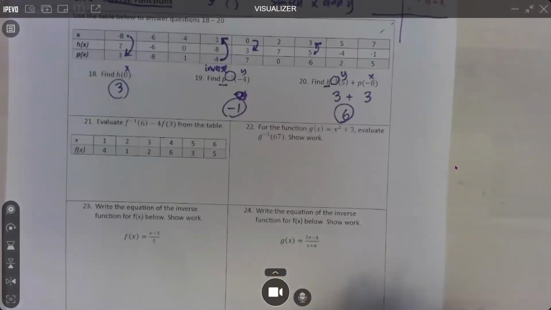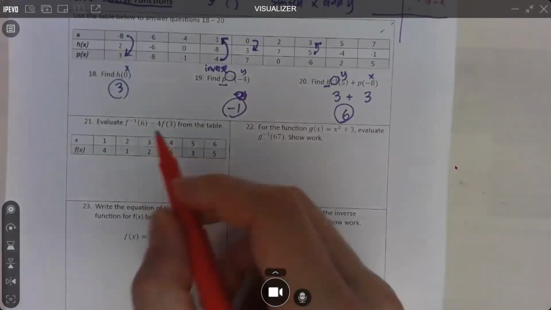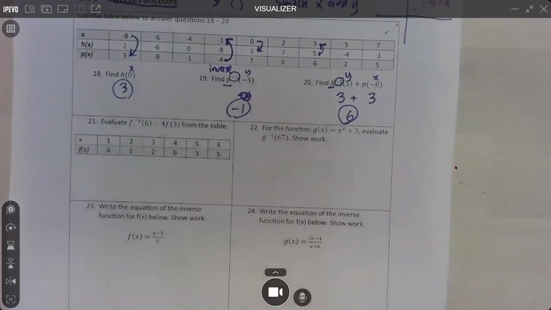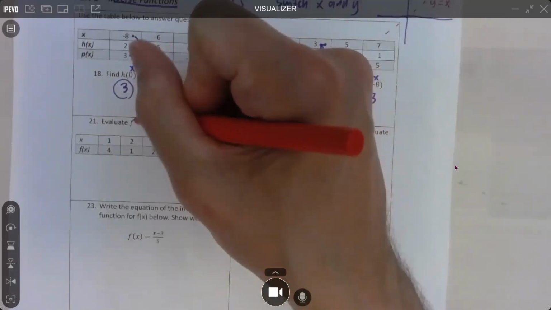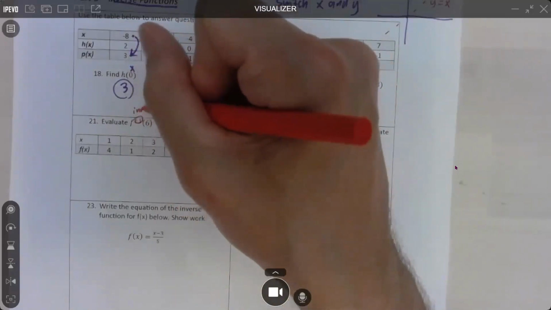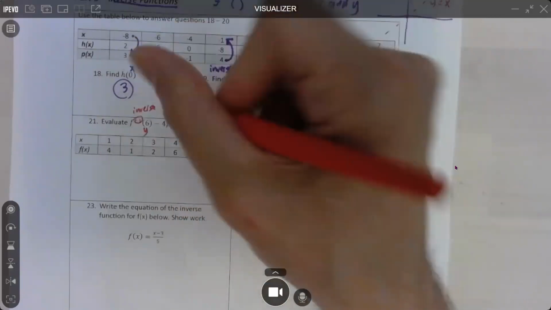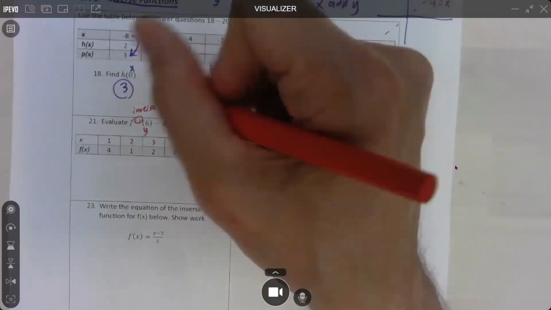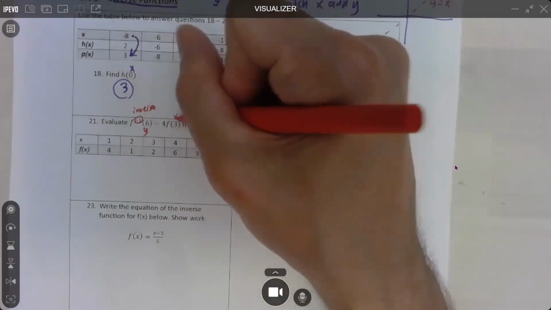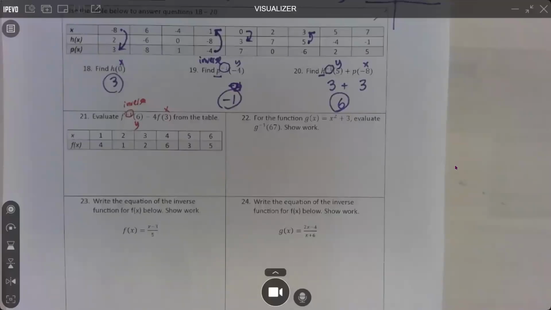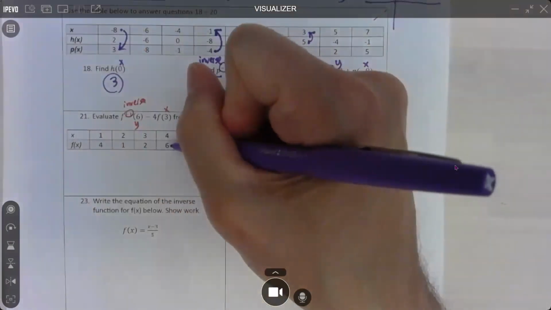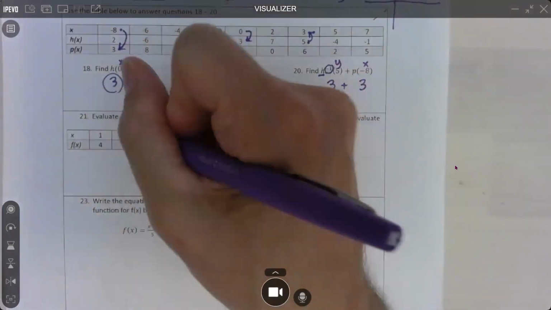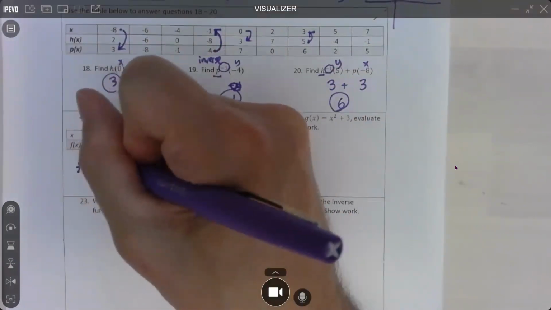Number 21 is essentially the same type of problem. It's just a little bit more complex with the 4 out front, but definitely in a similar style. So when I want to evaluate f inverse, again, that's inverse, so I'll write inverse on that. That's going to be a y value. This is going to be 4f of 3. No inverse, so 3 is just an x. So the way you want to treat that is you want to look at the y value of 6, report the x value. So f inverse of 6 is going to be 4.